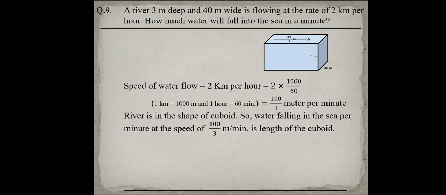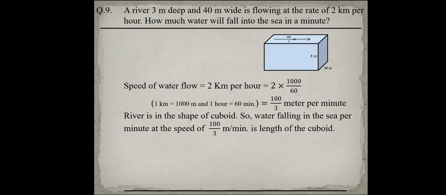So speed of water flow is equal to 2 km per hour. 1 kilometer is equal to 1000 meter, per 1 hour. Now 1 hour equals 60 minutes. So this is 2 into 1000 upon 60. So this is equal to 100 upon 3 meter per minute.